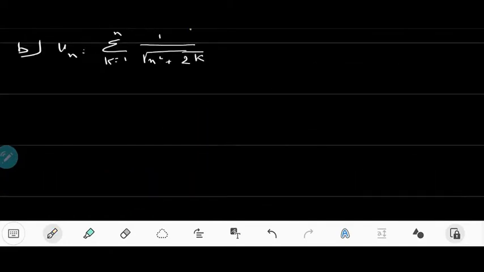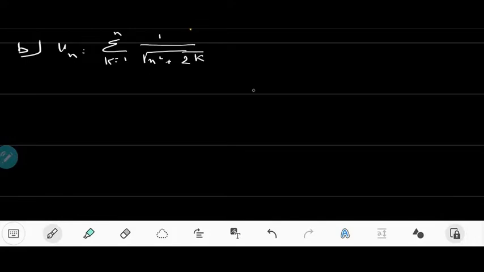For the second example, we have un is equal to the sum k going from 1 to n of 1 over square root of n squared plus 2k. So to think in here, we need to find an upper bound and a lower bound of this sequence. Let's take for example the strategy that says that a sum is always less than the number of its elements times the highest or the greatest term, and is greater than the number of its elements times the least term.